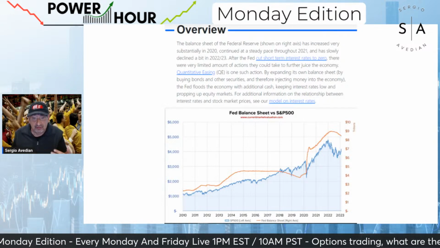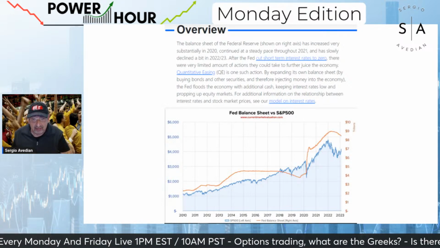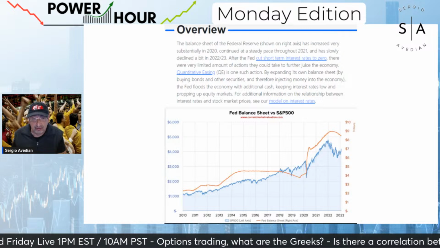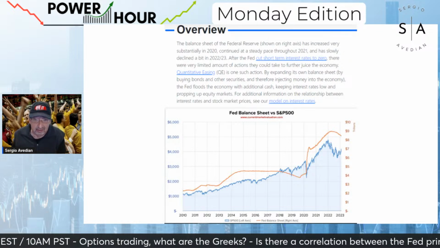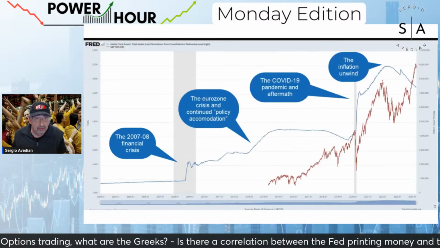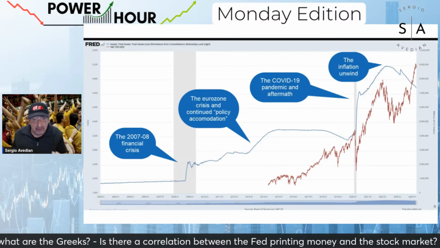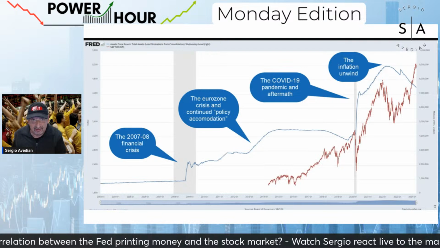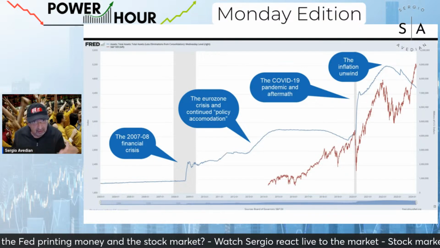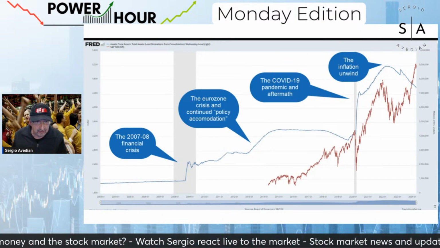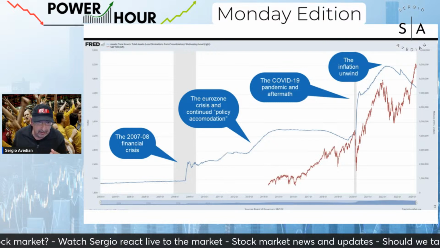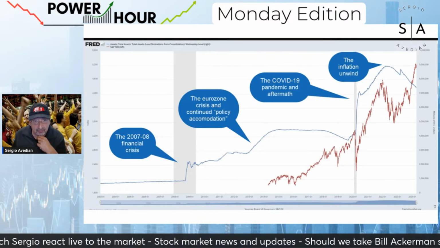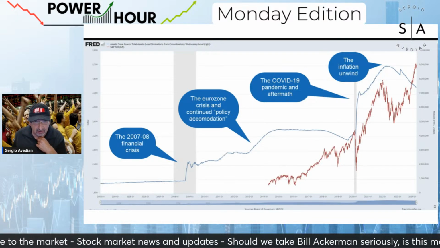They have to slow things down, and they have to take liquidity out for inflation to go back to their target of 2%. Are they going to be successful? Time will tell. And here is the one. These are the episodes that we've experienced. This is the Fed balance sheet and the S&P 500 again with these bubbles. 2007-8 financial crisis. Look what happened. They spent $800 billion under TARP to save the economy, to save the banks, right?